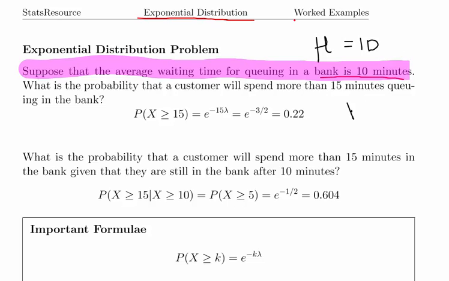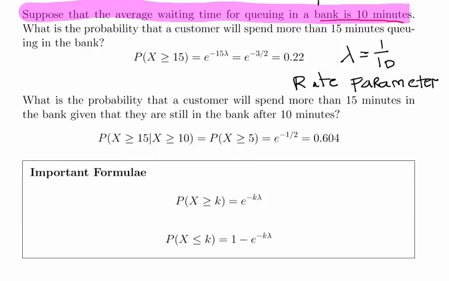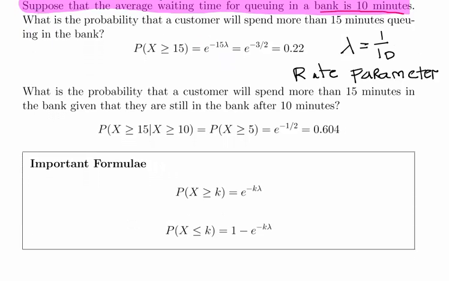And that means that the rate parameter is 1 over 10. That's the rate parameter, lambda. I'll come to what is unusual or particular about this question shortly. So, probability of x greater than or equal to 15. So x is our lifetime, our queuing time.